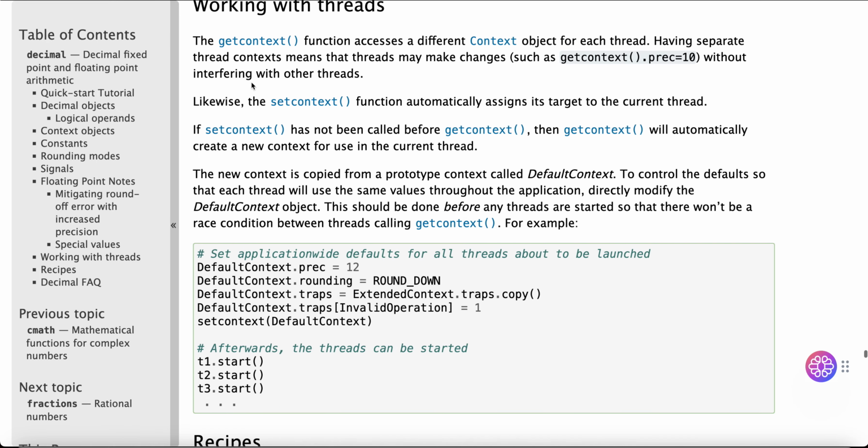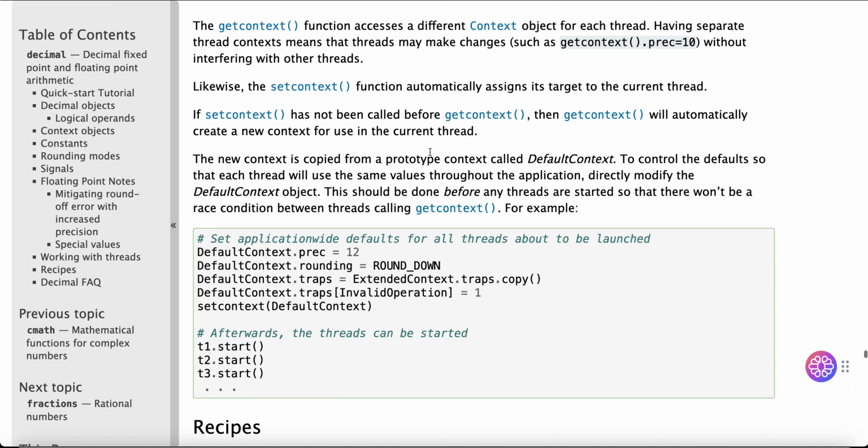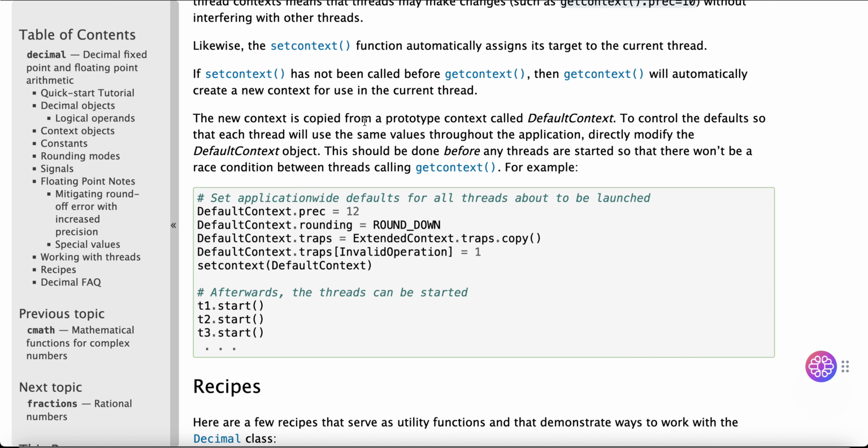Working with threads. The getcontext function accesses a different context object for each thread. Having separate thread contexts means that threads may make changes, such as getcontext().prec = 10, without interfering with other threads. Likewise, the setcontext function automatically assigns its target to the current thread. If setcontext has not been called before getcontext, then getcontext will automatically create a new context for use in the current thread. The new context is copied from a prototype context called DefaultContext.